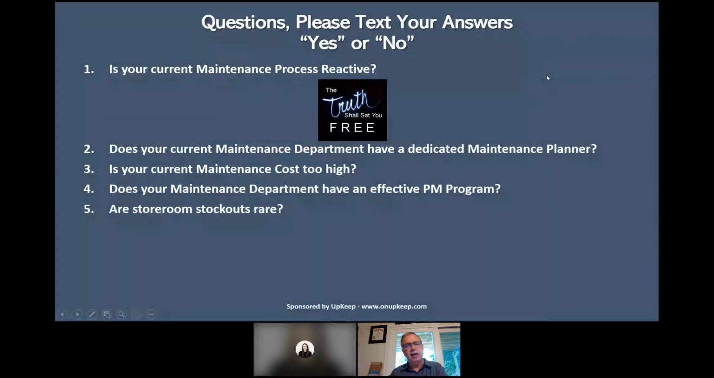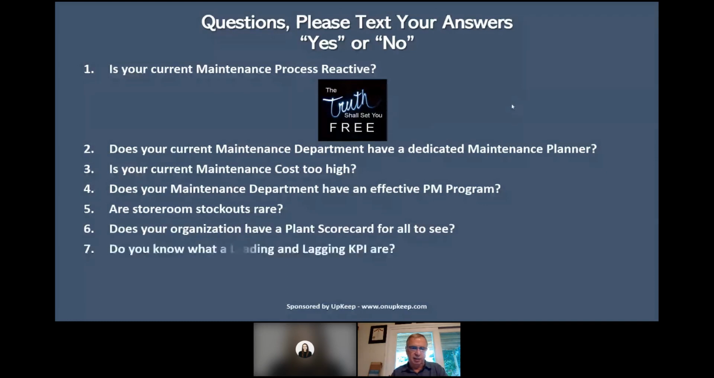Or are storeroom stockouts rare? In other words, the CMMS says the part's there and you go to the storeroom and it's not there. Or maybe it says it's not there, but every time you go there, you keep having these stockouts. It's not there. Okay. Again, no.